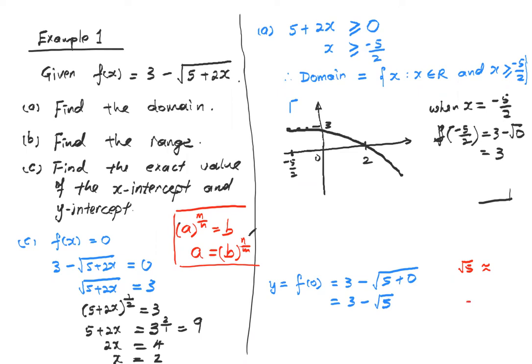Yes. 5 is between 4 and 9. So square root of 5 will be between square root of 4 and square root of 9. Why did I choose 4 and 9? Because I know that square root of 4 is 2 and square root of 9 is 3. So that means square root of 5 is between 2 and 3. Nearer to 2 or nearer to 3? Nearer to 2 because 5 is nearer to 4.